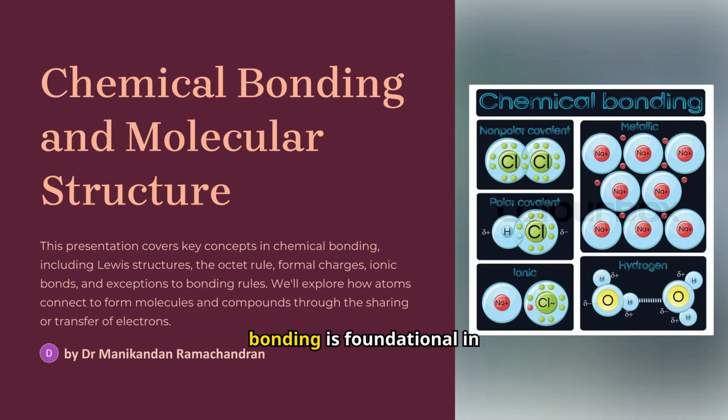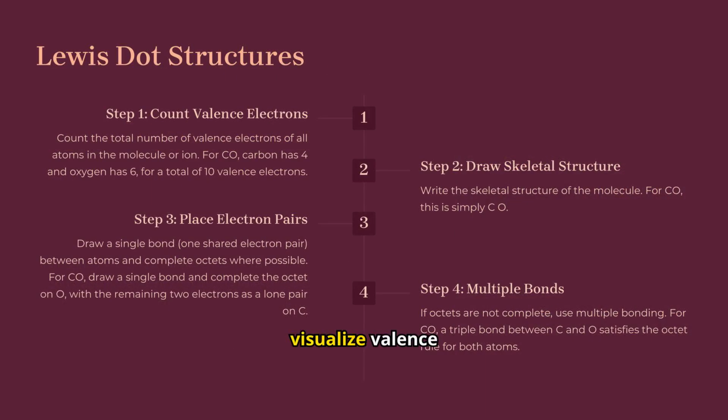Understanding chemical bonding is foundational in chemistry, allowing us to grasp how atoms connect through electron sharing or transfer, forming molecules and compounds with unique properties. Lewis structures visualize valence electrons, aiding in predicting molecular structures. For CO, carbon and oxygen combine their valence electrons for stable molecule formation.